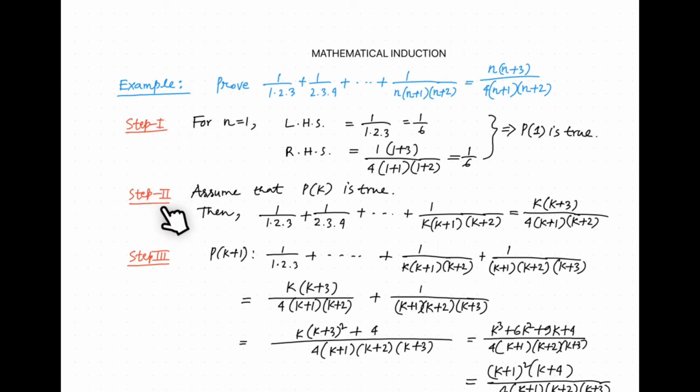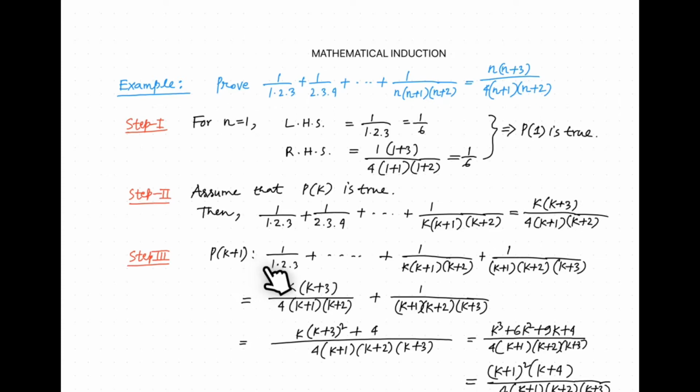For step 2, we will assume that Pk is true where k is strictly greater than 1. Then the sum up to the kth term is equal to, we just replace k in place of n. So we are assuming this is true, so this is in our hand. Then in step 3, we will check whether this is true for Pk plus 1 or not.